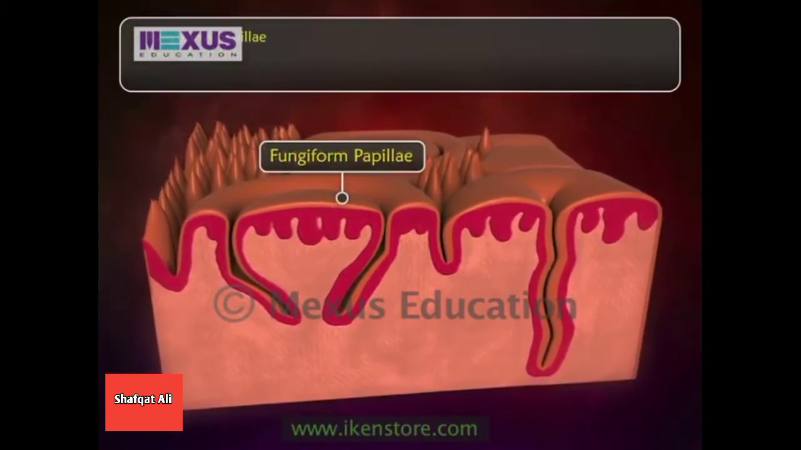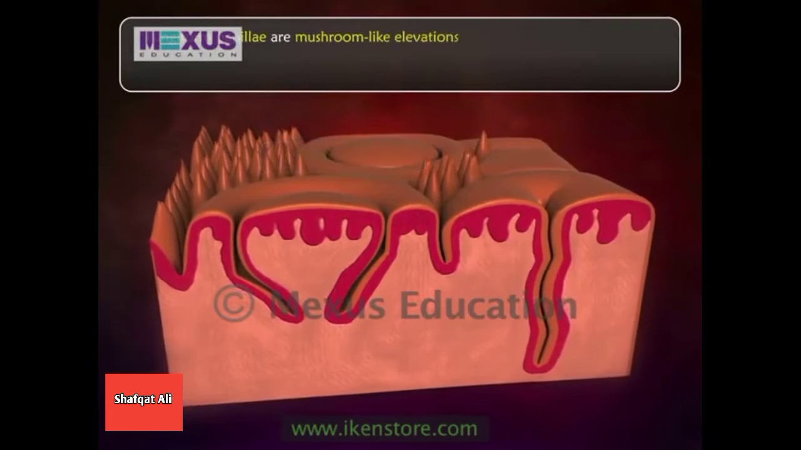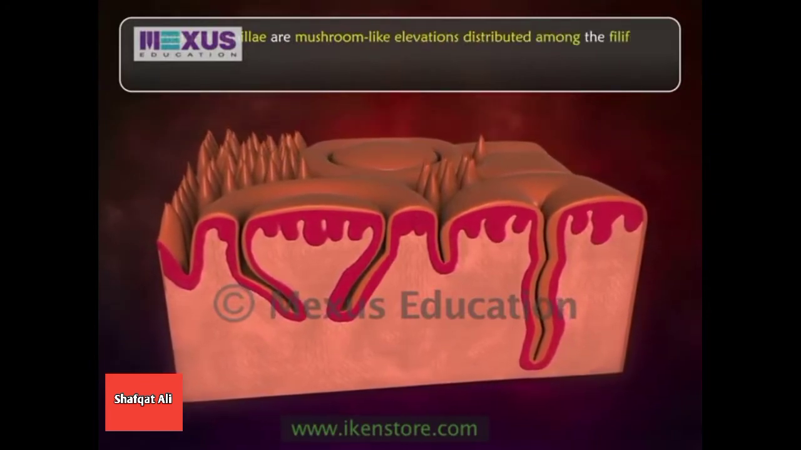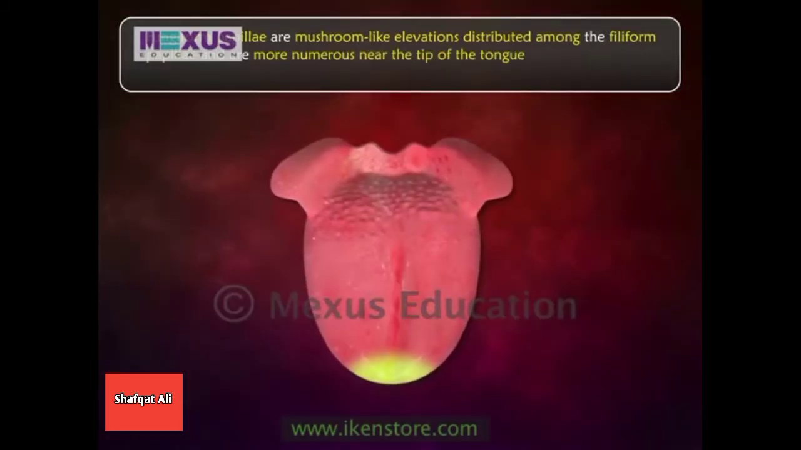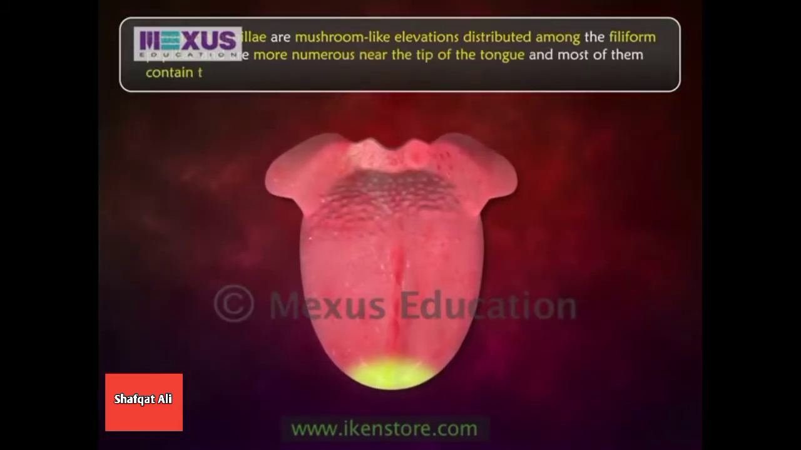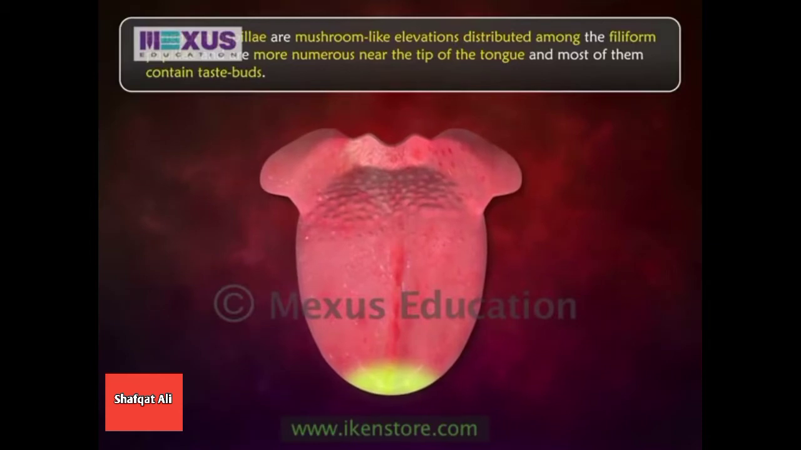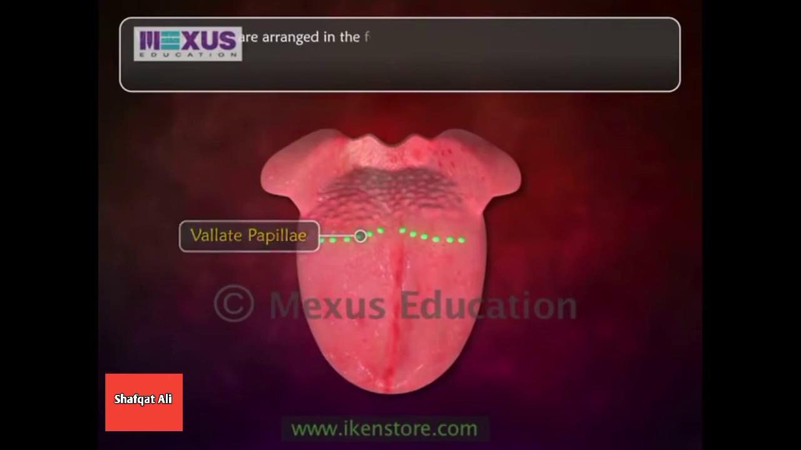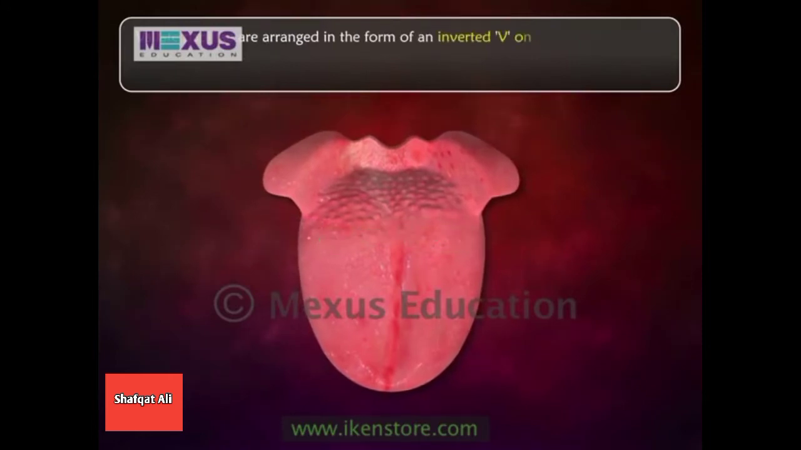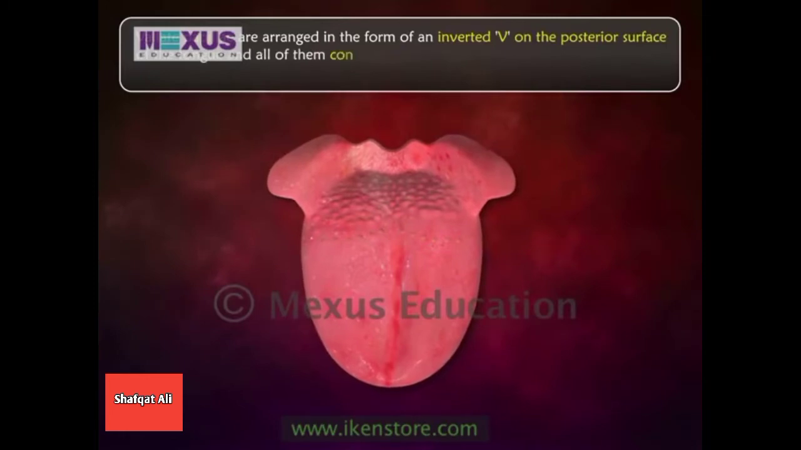Fungiform papillae are mushroom-like elevations distributed among the filiform papillae and are more numerous near the tip of the tongue. Most of them contain taste buds. Circumvallate papillae are arranged in the form of an inverted V on the posterior surface of the tongue, and all of them contain taste buds.